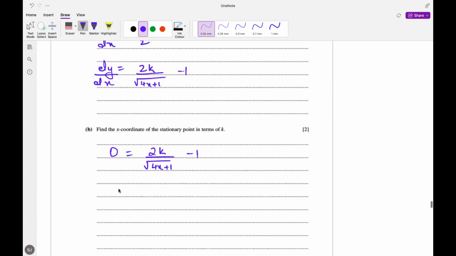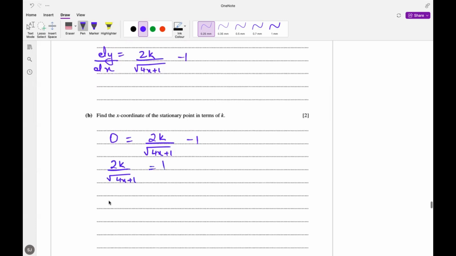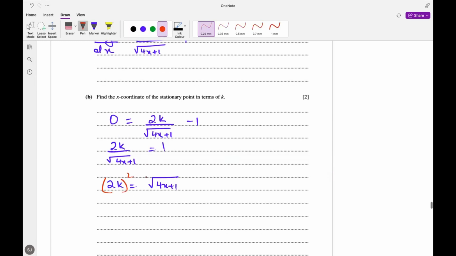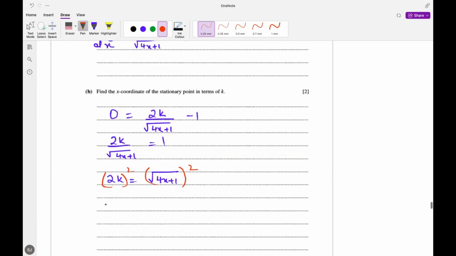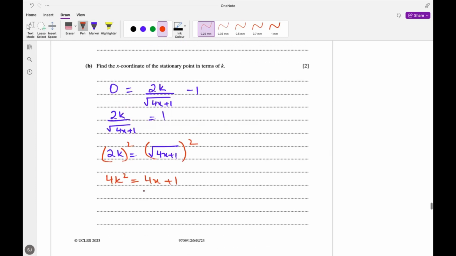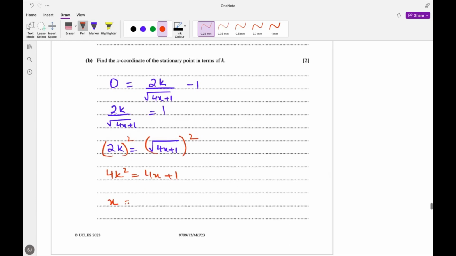Taking the 1 on the other side, we will get 2k upon square root of 4x plus 1 equals 1. Cross multiplying, we'll get 2k is equal to square root of 4x plus 1. Now to find the x coordinate in terms of k, we'll first square both sides. So we'll get 4k squared equals 4x plus 1. Now making x the subject, we'll get x equals (4k squared minus 1) divided by 4.